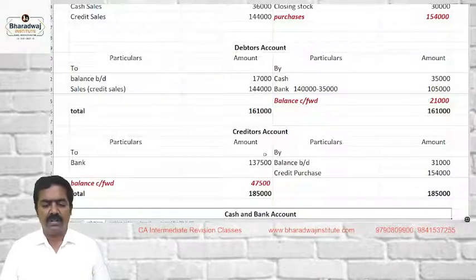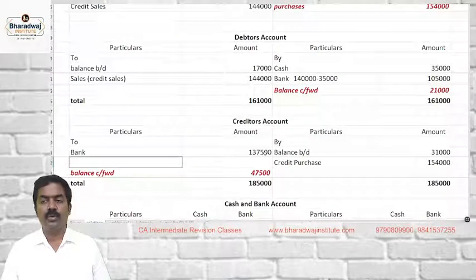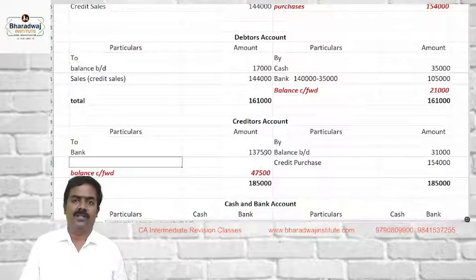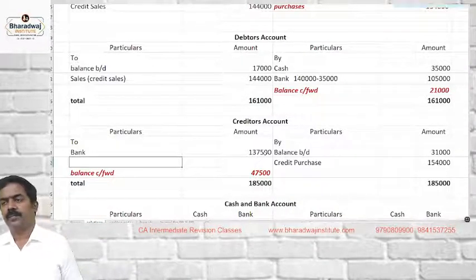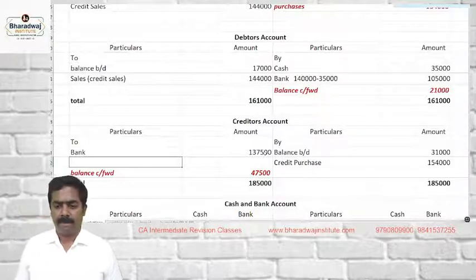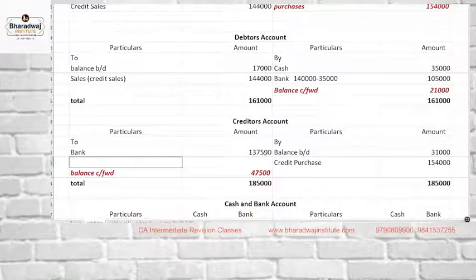That is creditors account. Next you prepare cash and bank account. With two columns you prepare the cash and bank account. That will be little lengthy working. Try it. You have to have it in the same account, but I did it separately. You can do it separately also. Cash and bank account you can do it separately also.